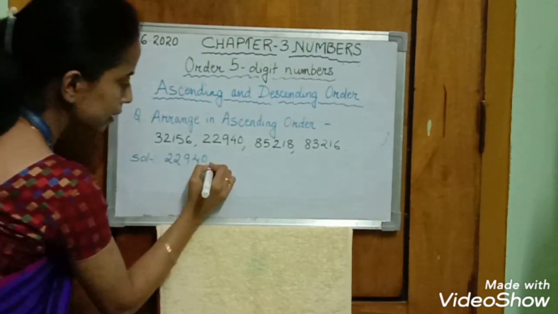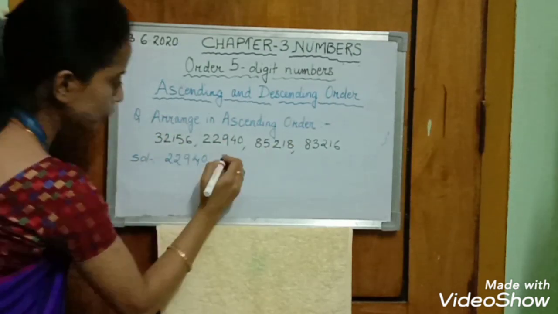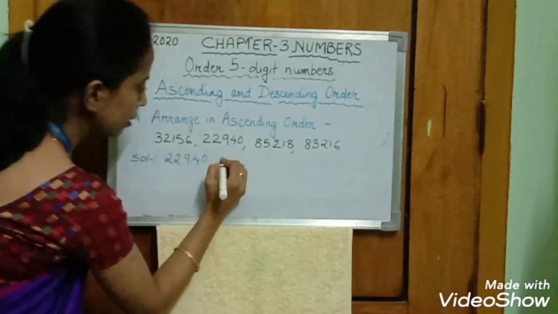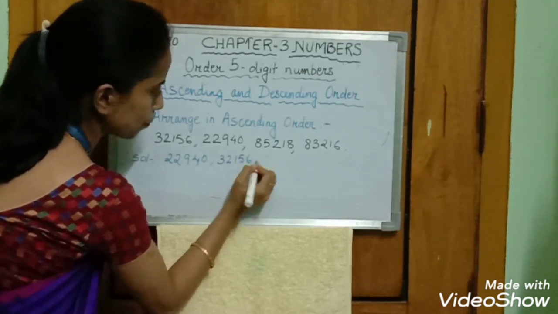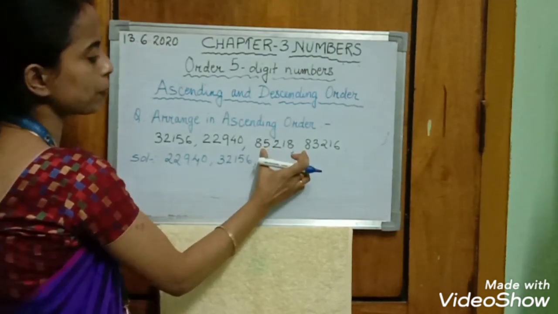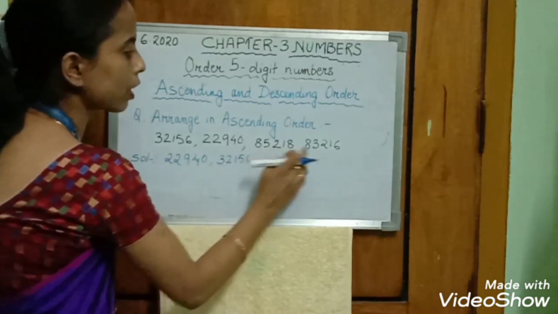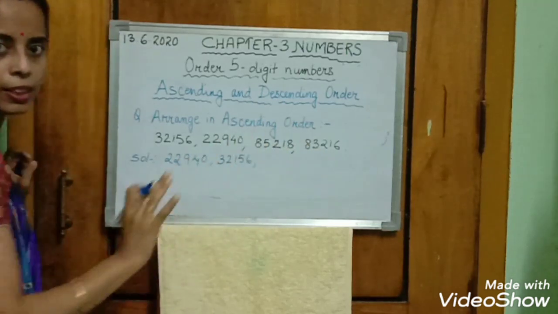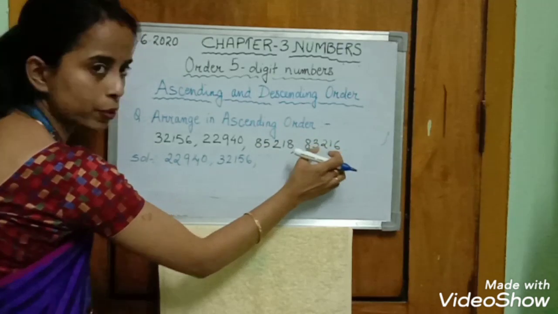Okay, next, the smallest number: 3 is smaller than 8. So the next one will come. By seeing the 10,000 place, we can easily compare. 32,156. Next, here both 10,000 places are 8, the same. So which one will we see? We will compare the 1,000 place. Now in this number the 1,000 place is 5, and in this number the 1,000 place is 3. So as we know, 3 is smaller than 5. So third, which number will come?